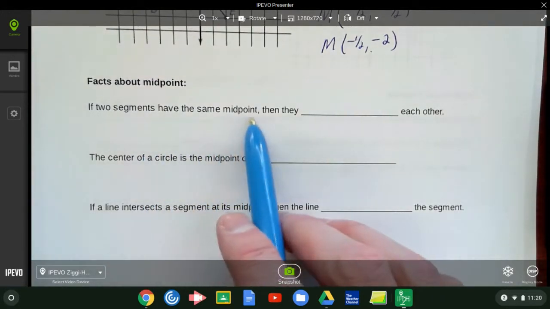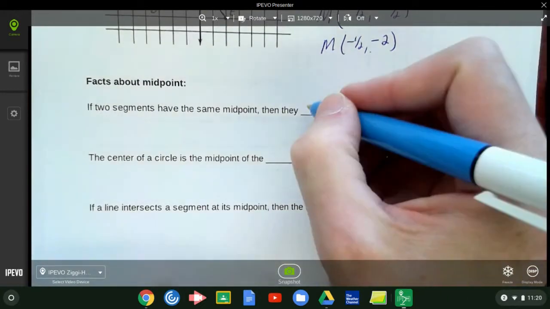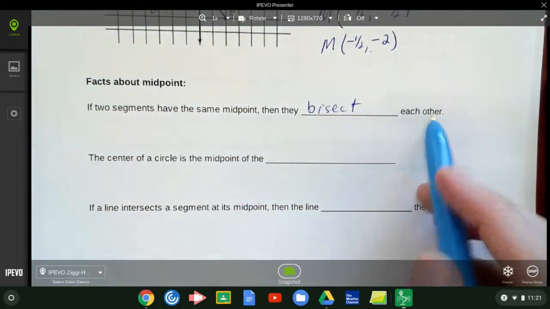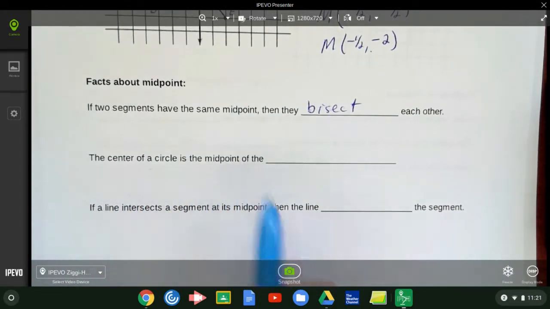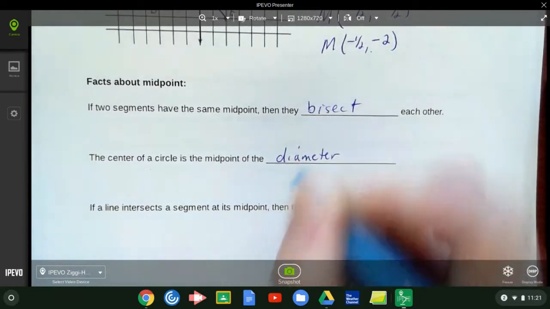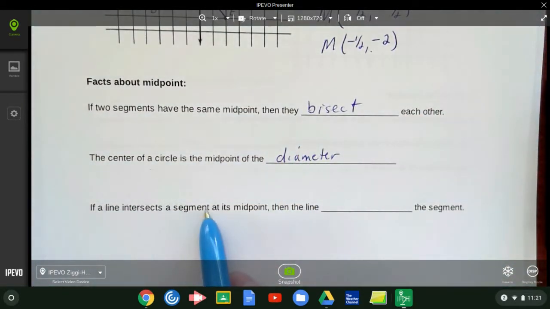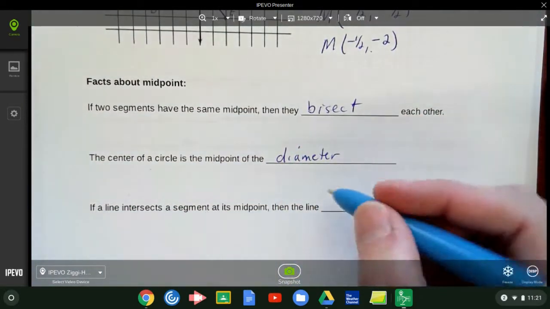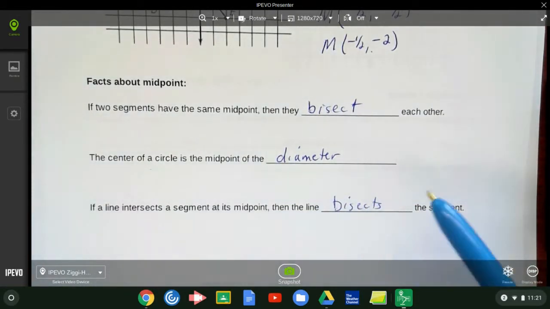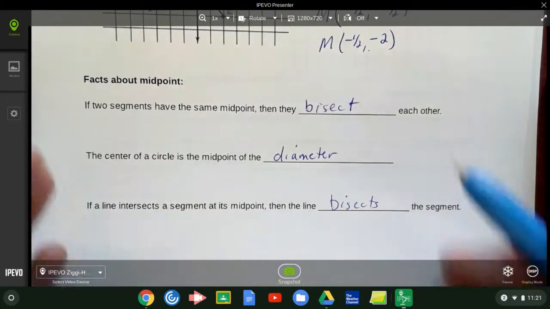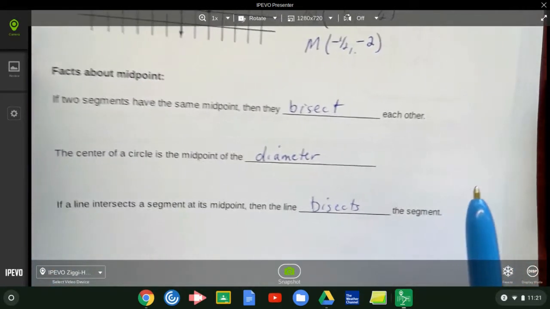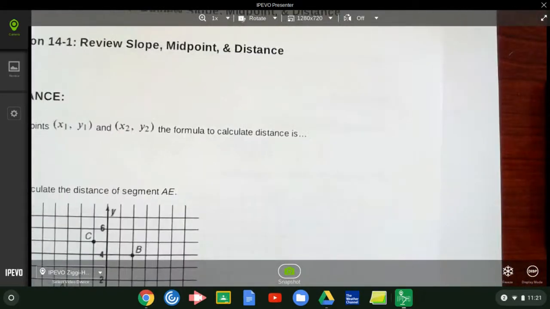Okay, if two segments have the same midpoint, then they bisect each other. The center of the circle is the midpoint of the diameter. And if a line intersects a segment at its midpoint, then the line bisects the segment. So we can actually use midpoints to find bisectors or to show something as a bisector. Okay? All right. One more thing to talk about, and then I'm going to let you try some problems.